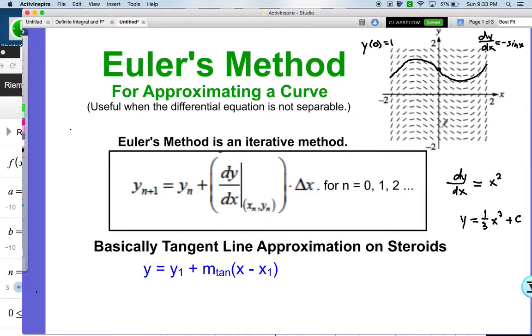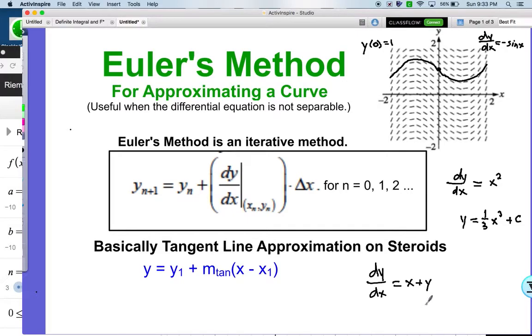Sometimes our differential equations have both x and y in them. We talked about before spring break using separable differential equations to bring the y's to one side, leave the x's on the other, and do two antiderivatives and solve that out. But sometimes the differential equation is not separable. For example, dy/dx is equal to x plus y.